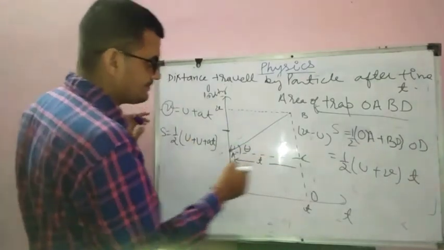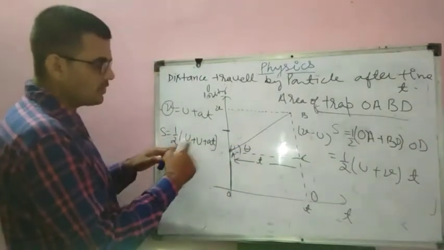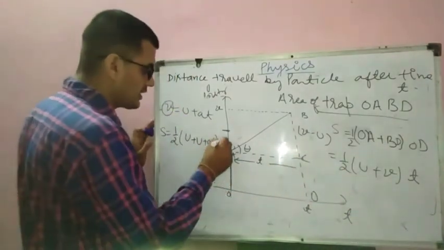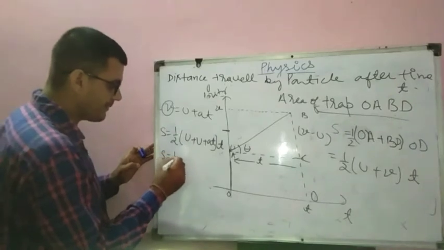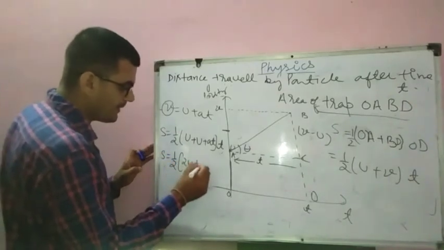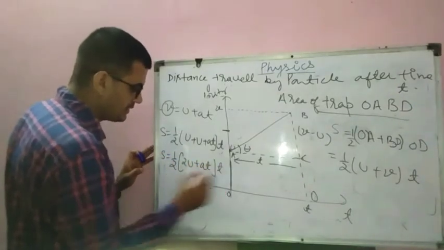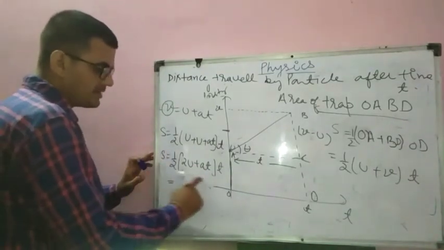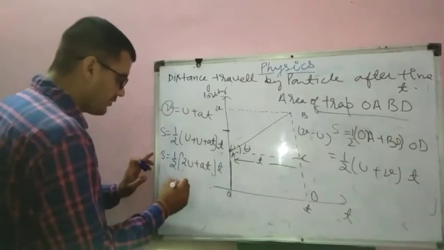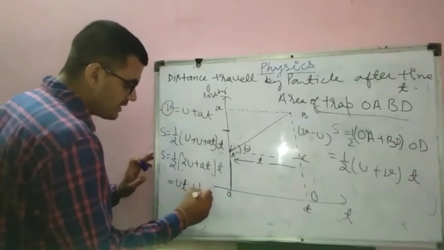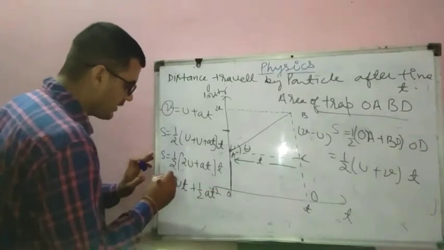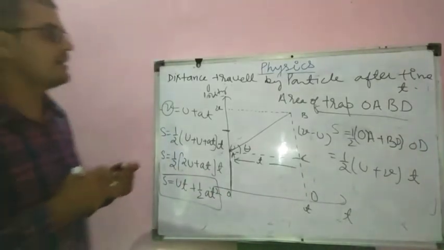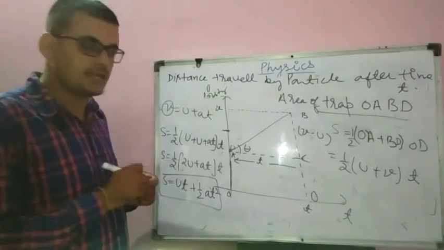Okay, 1 by 2 U plus, in place of V we have written U plus AT, into T. So what it is: 1 by 2 (2U plus AT) into T. Solve it. Multiply 1 by 2 inside and T from here. So what you will get? UT plus half AT square. So this is the distance traveled by the particle after time T.